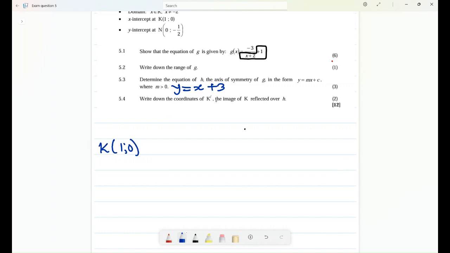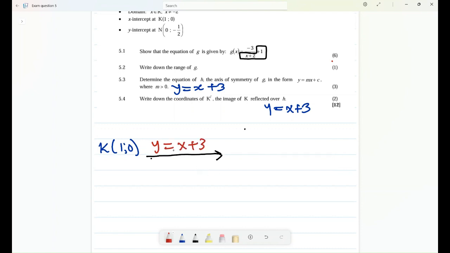And now, they want k prime, which is the image of k reflected over h. So they want the image k prime of k, reflected across y is equal to x plus 3. I'll just show you how to do this simply. Do a line like this. They have told you that your y is going to be x plus 3. You are reflecting across this line, right?